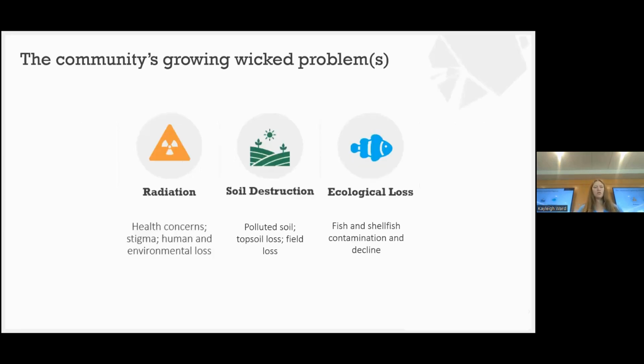Then we have some environmental issues. I mentioned the radiation, but we also have a lot of soil destruction and topsoil loss. Salt water is extremely caustic. It can also stop a nuclear reactor from melting down. That's how caustic it is.